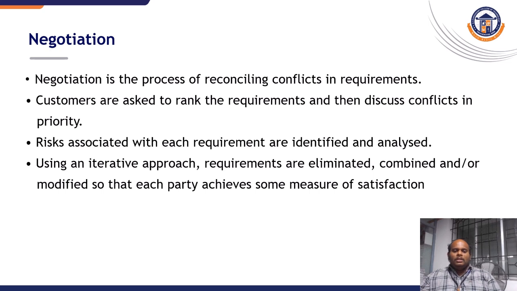Next, negotiation. Negotiation is the process of resolving conflicts in requirements. The customer is asked to rank the requirements we have discussed by priority. We are going to solve the requirements in that order. Risks are assigned to each requirement, to identify and analyze it. If a risk occurs, we analyze how the risk occurred. And then finally we use the iteration process. By using this, we solve some problems.